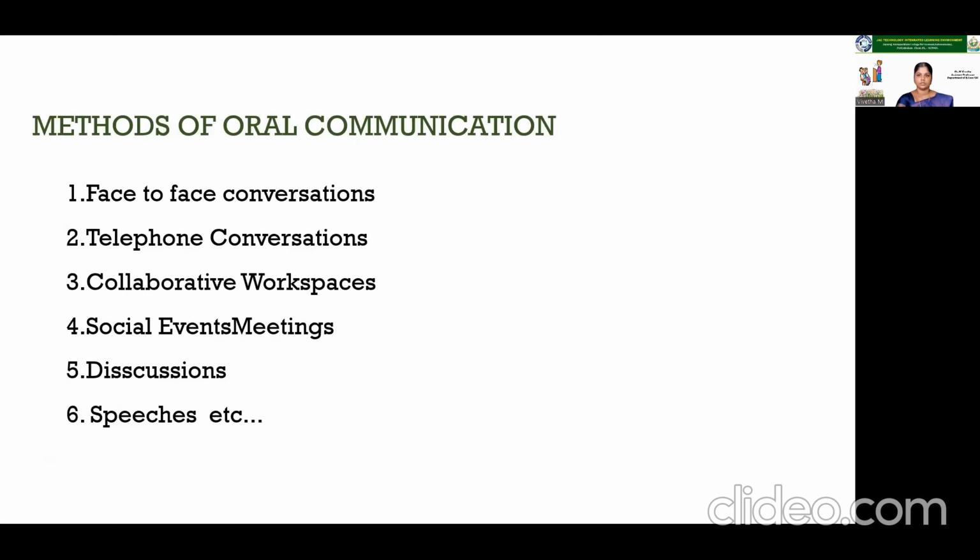Moving on to methods of oral communication. Oral communication is carried out between individuals and groups. Oral communication can be practiced as face-to-face conversation, telephone conversation, interview, collaborative workspace, social event meetings, discussions, speeches, etc. On the other hand, among groups, it can be practiced as speech, seminar, meeting, video conference.